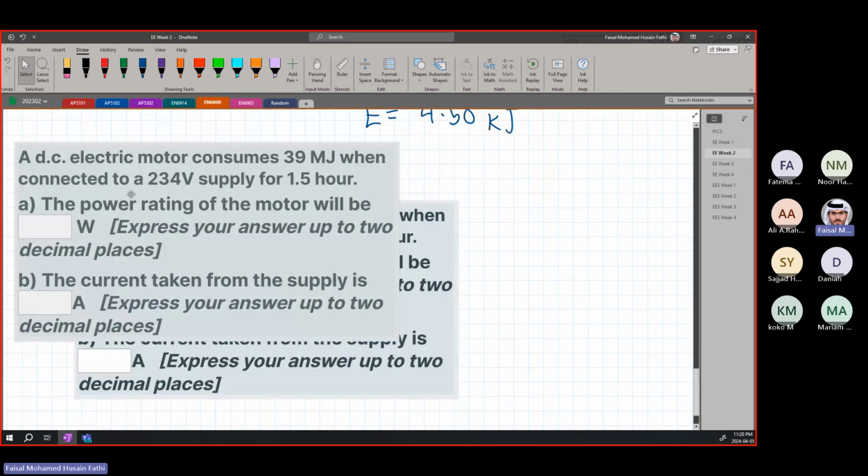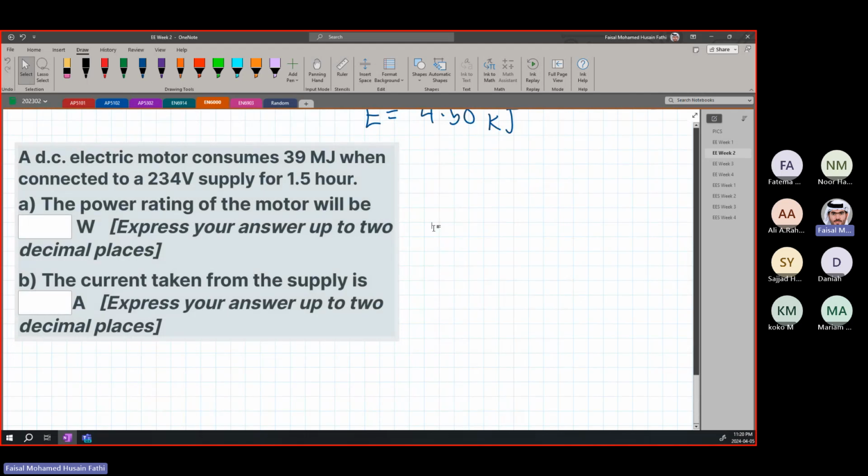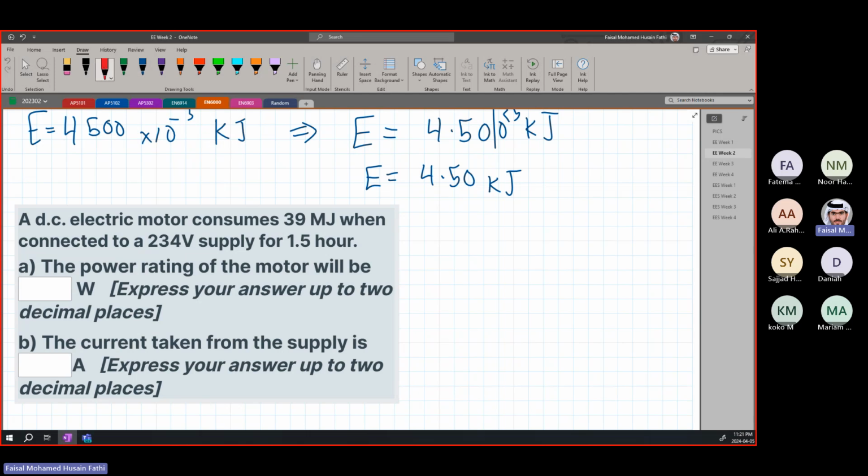A DC electric motor consumes 39 megajoules. This is exactly the same as the very first question. I'm not going to solve it, but I'll go over it very quickly. With 39 megajoules, you will have to convert this into joules. Mega means times 10 to the power of 6. Then you have it connected to 234 volts, so voltage is given. And we have time, which is in hours, but we need to convert it into seconds. For 1.5 hours, what you will have to do is multiply by 3600.